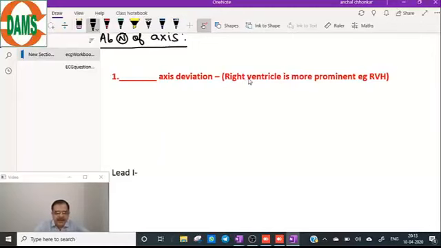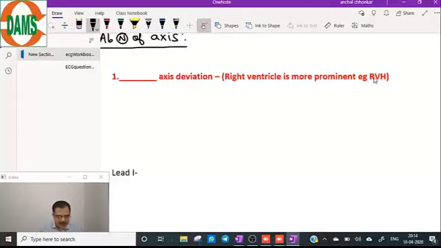Right ventricle has become more prominent. For example, due to the RVH. So this will be which axis deviation? So this comes the importance of the axis. What is the importance of the axis? You will get to know which ventricle is becoming more prominent, maybe pathologically.